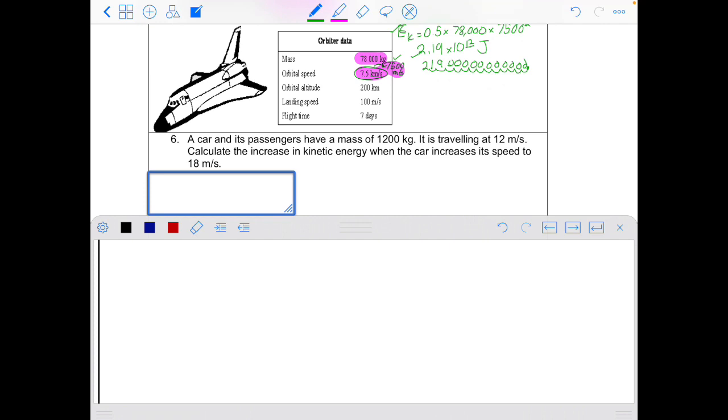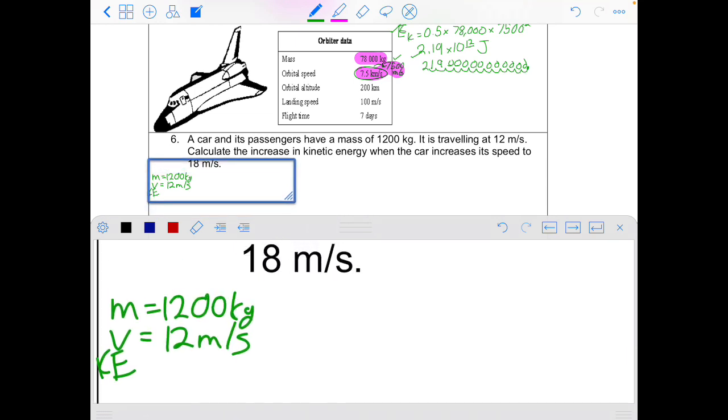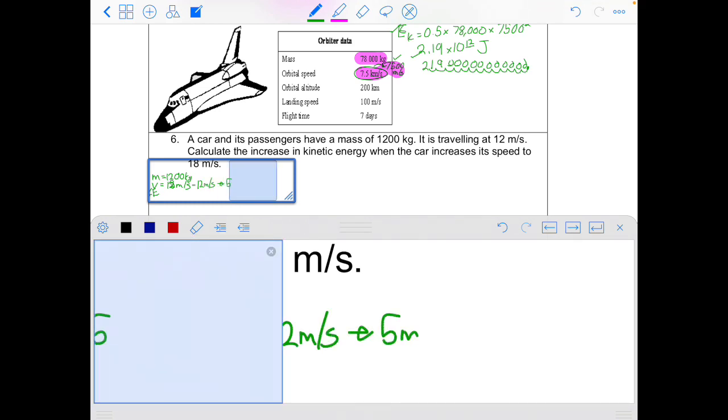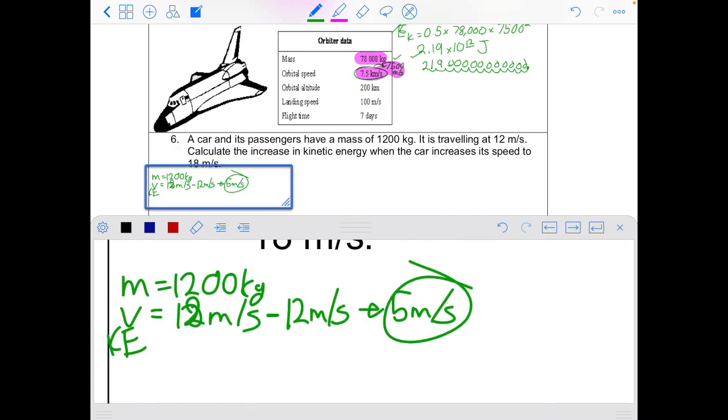So hopefully you've pulled out that the mass is 12,000 kilograms. The velocity is 12 meters per second. And we're looking for the kinetic energy. I looked at it very quickly and I didn't realize it's changing the speed. So from 12 to 18, so we have 18 meters per second, subtract 12 meters per second, we end up with 5 meters per second as the velocity that we're actually looking for.